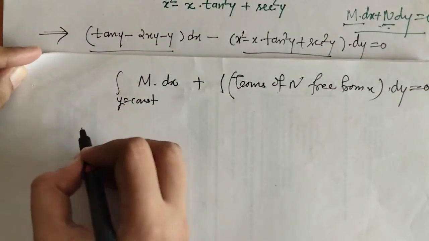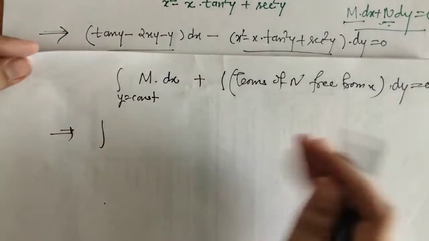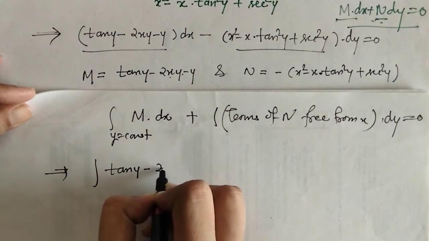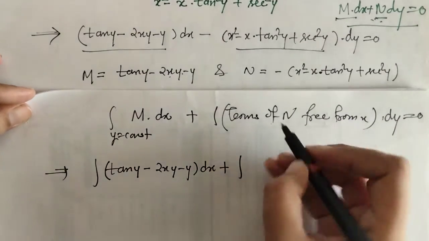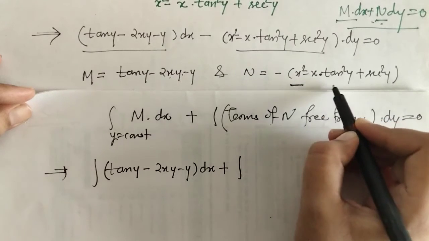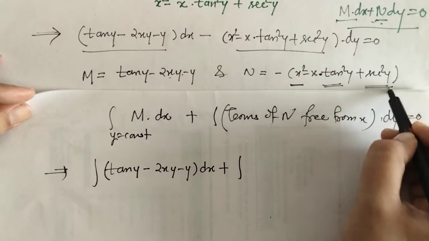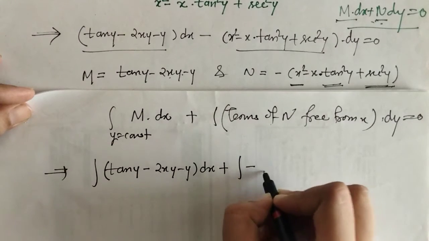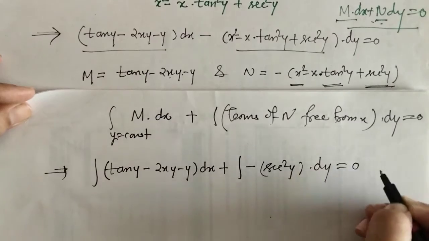So yes, we have to write down M here. What is M? This is complete M here. So we will write down M, this integration with respect to x, plus now terms of N free from x. Now we can check that. In this term we have x, in this term we have x. So terms of N which are free from x, this is sec square y, and here we have this minus sign, so here we have to write minus sec square y, and this is integration with respect to y, right?